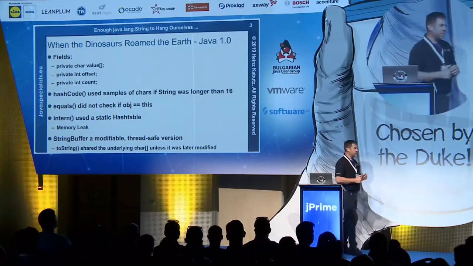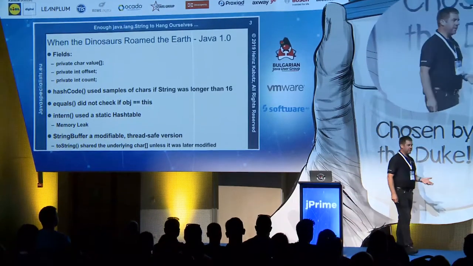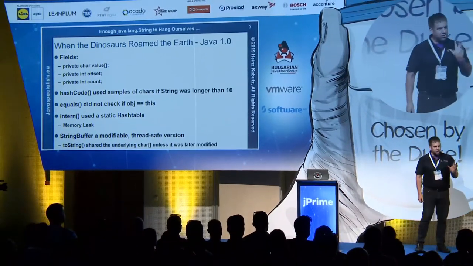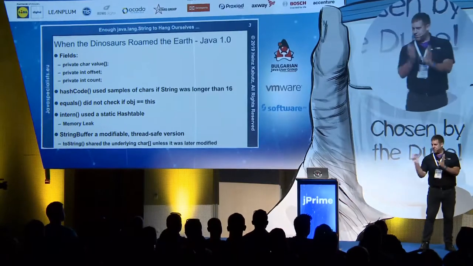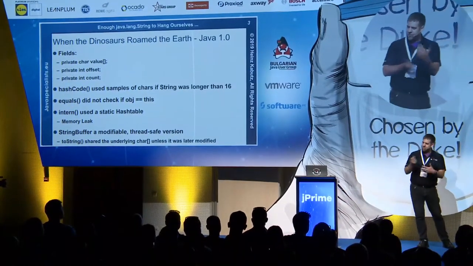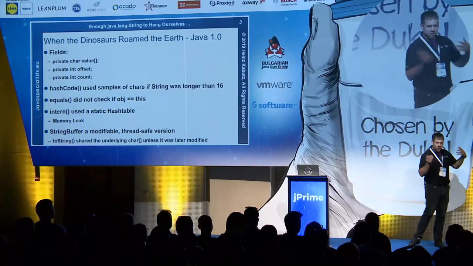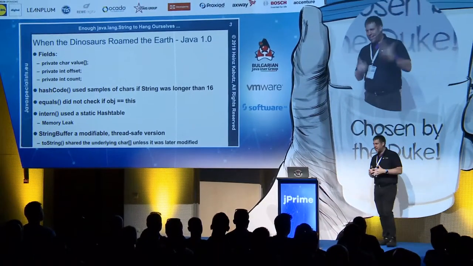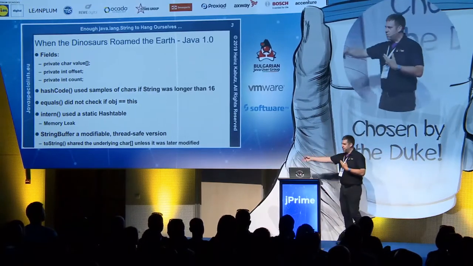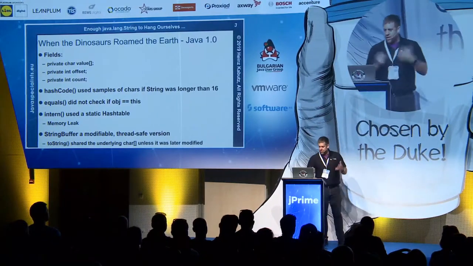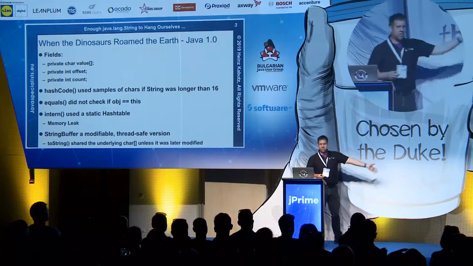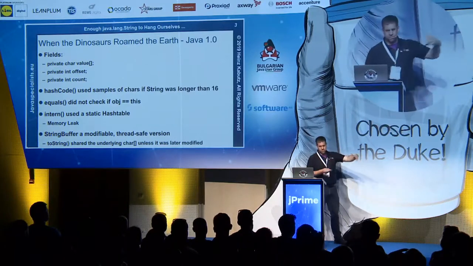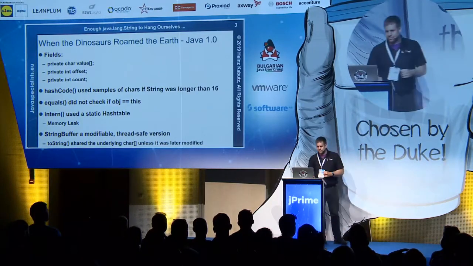What's also interesting is with string buffer, when you call toString, it actually shared the underlying char array between the string buffer and the string. Now, of course, string buffer can be changed, but if you change the string buffer, then it would make a copy of the char array inside string buffer and continue working from that. The benefit was that it was very cheap to convert a string buffer to a string because you would share the same underlying char array.